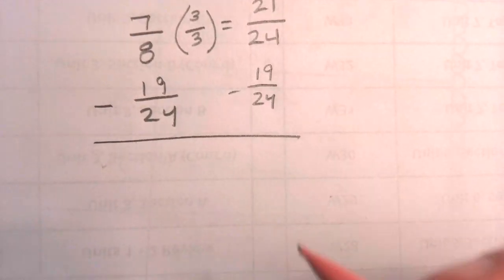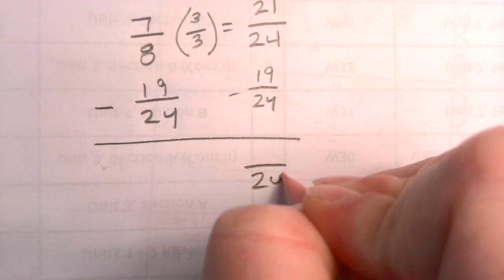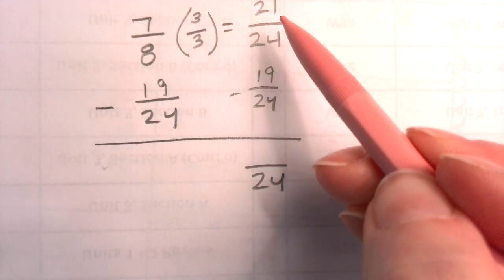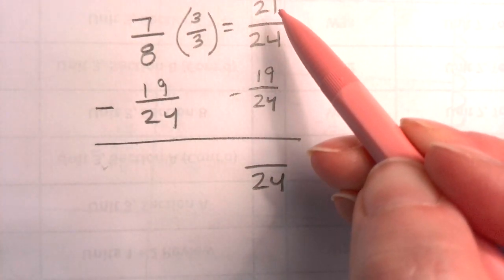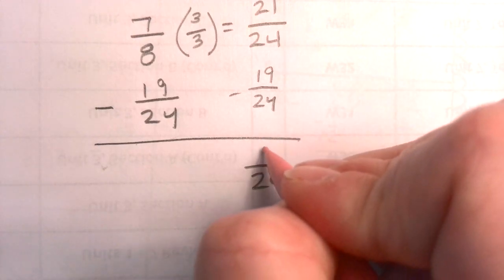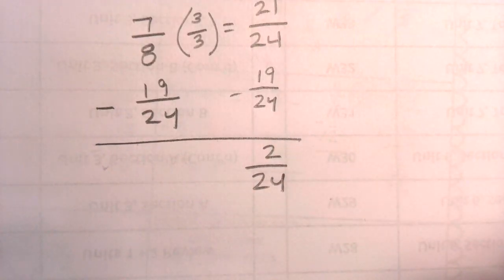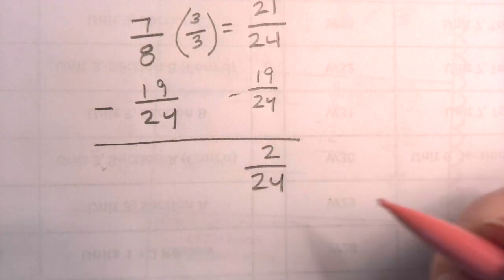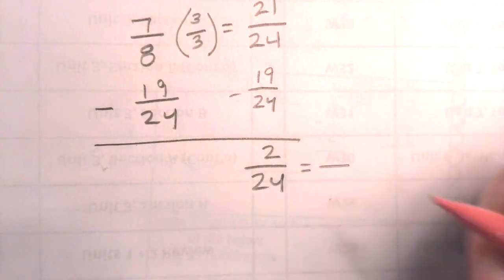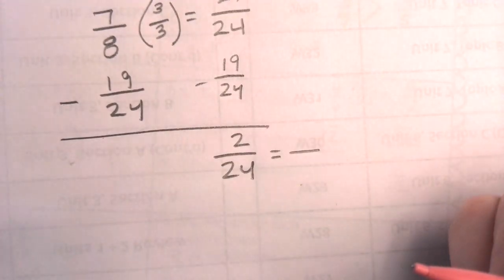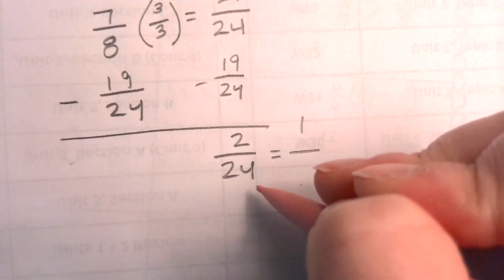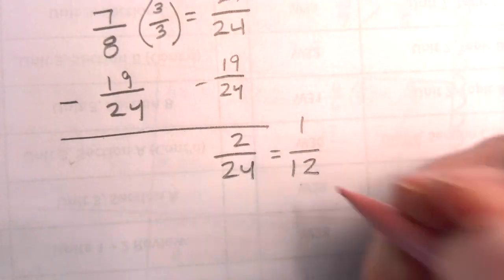So now, boys and girls, I can carry down my denominator, 24, 24, 24, and let's apply the operation to the numerators. 21 minus 19 is 2. So my answer here will be 2/24. Or since these are both even, I could divide them by 2, right? 2 divided by 2 is 1. 24 divided by 2 is 12.